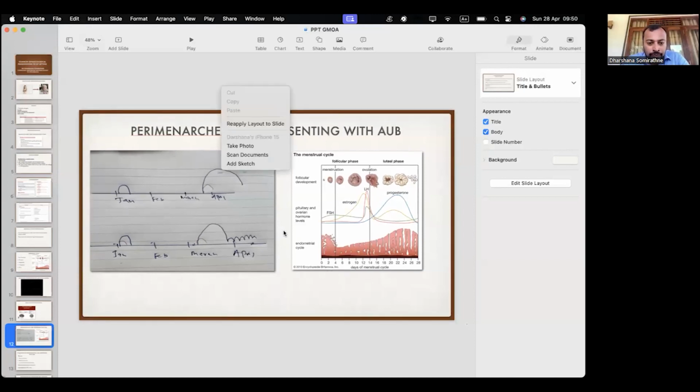And now you can see that, as I said, when you draw a diagram, in this girl, she has no periods in January, February, March, and then starts heavy bleeding like that. And what happened? This is what we call a period of amenorrhea.